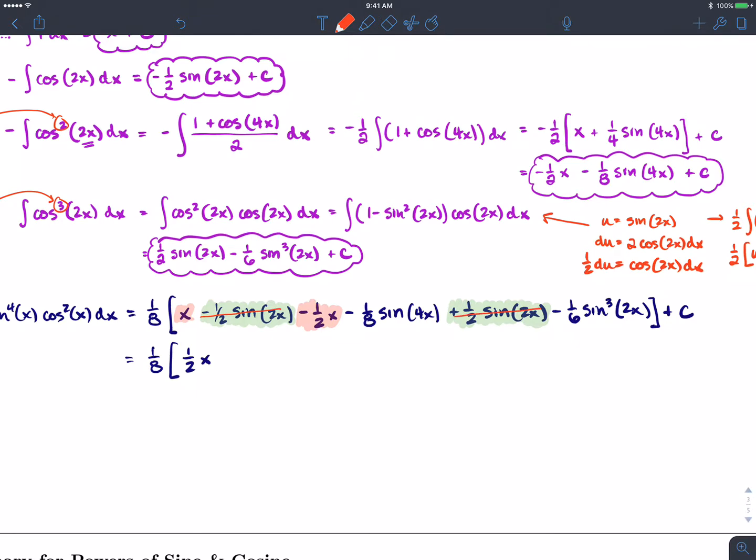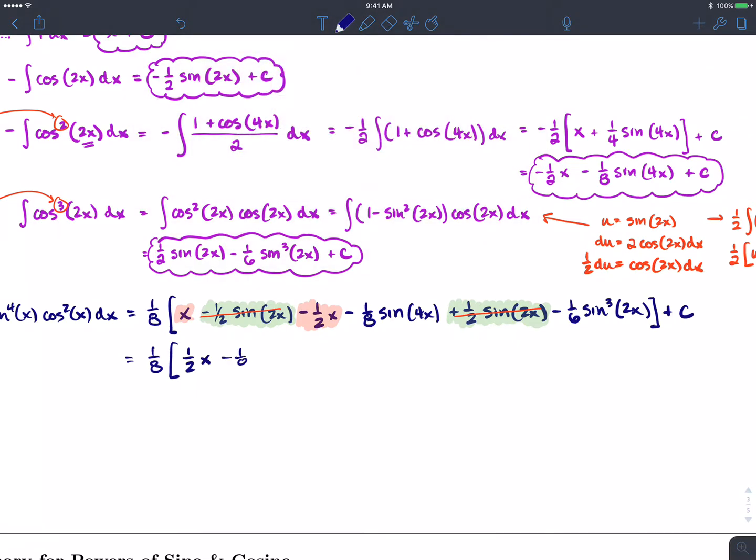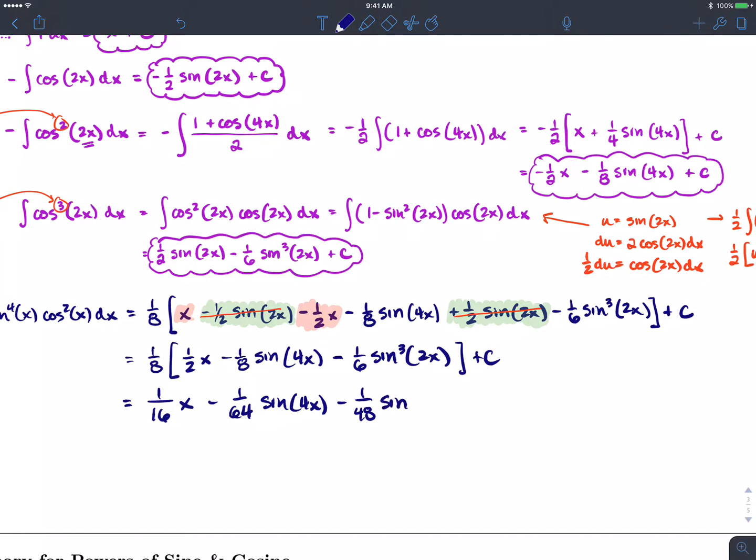So we're just left with the remaining terms, minus 1/8 sine of 4x minus 1/6 sine cubed of 2x plus c, and then finally we distribute that 1/8, and we're going to get the following: 1/16 x minus 1/64 sine of 4x and then minus 1/48 sine cubed 2x plus c.